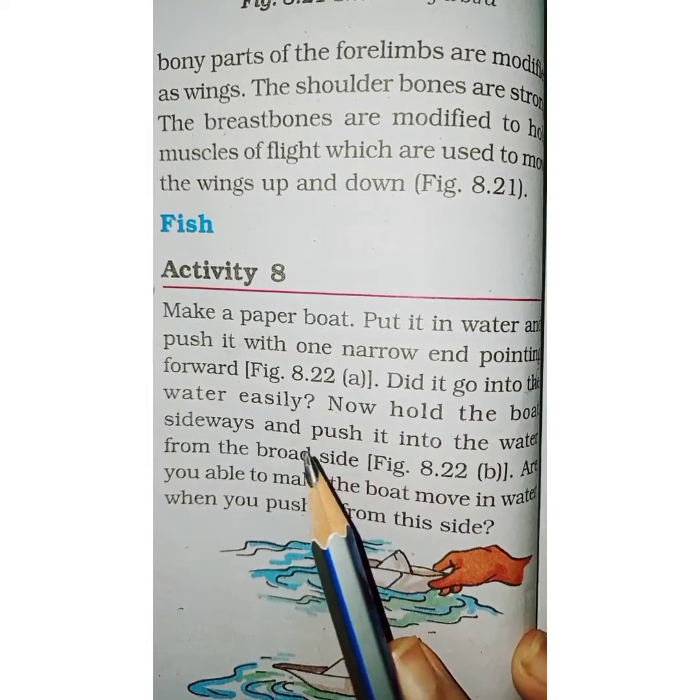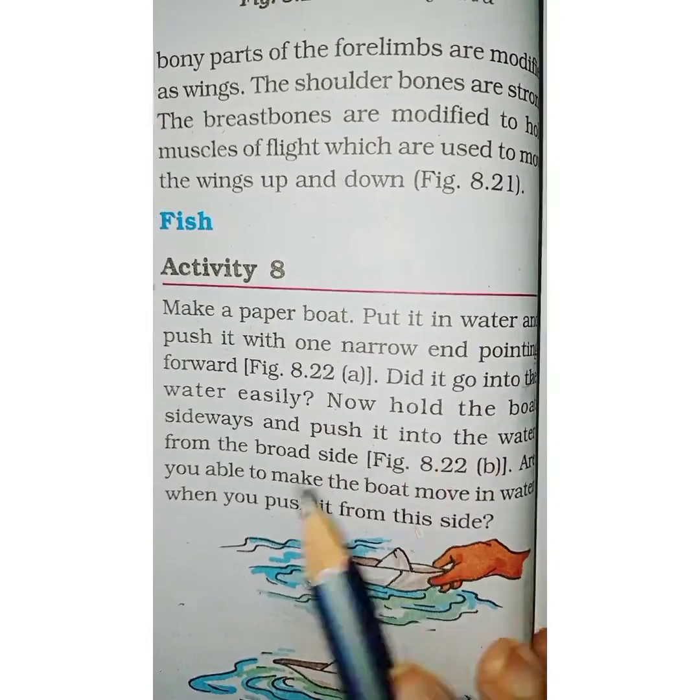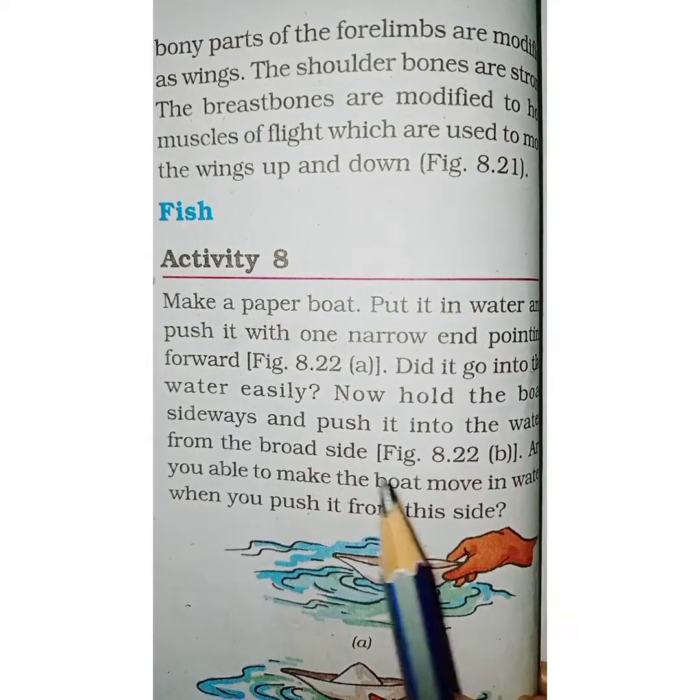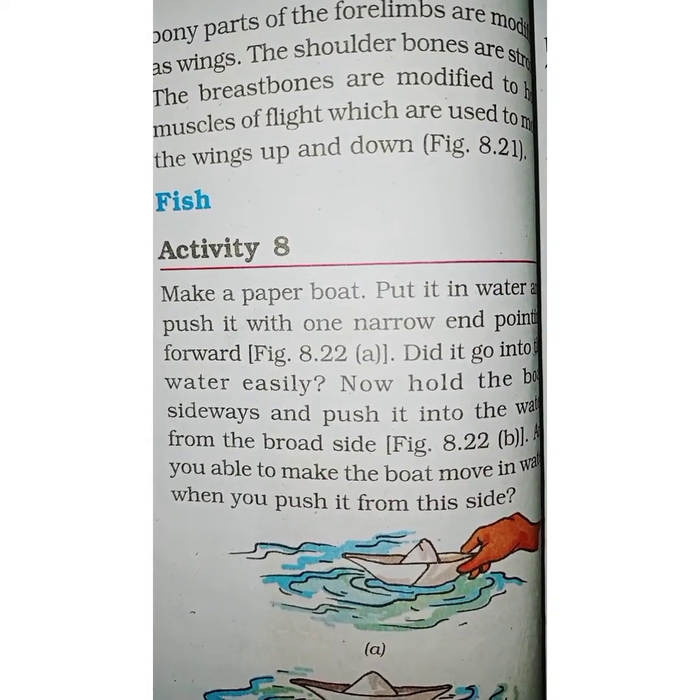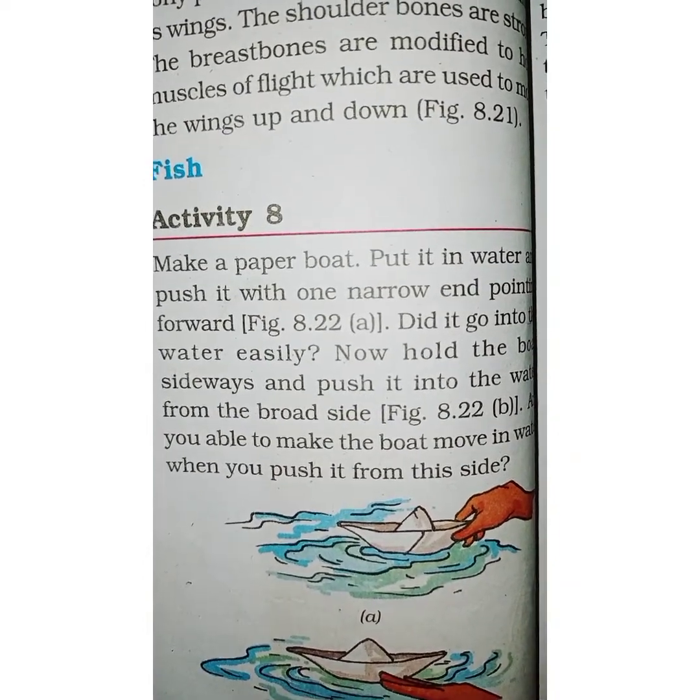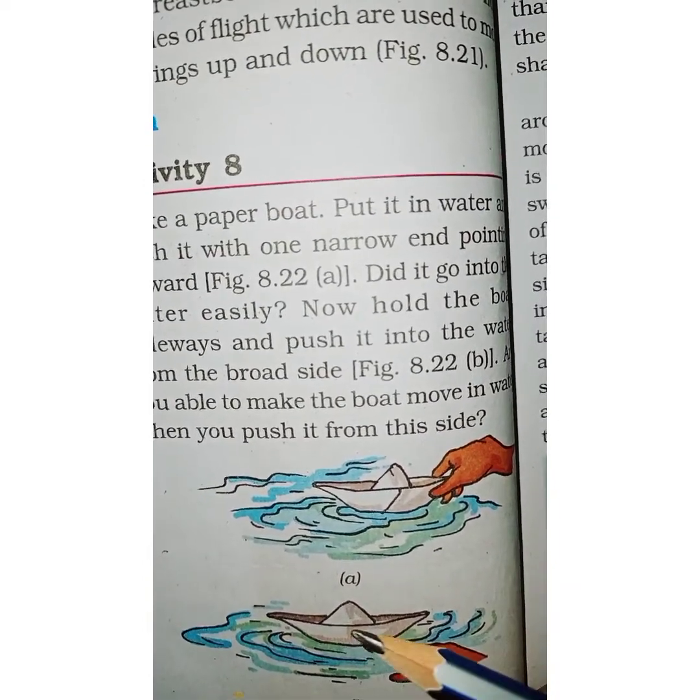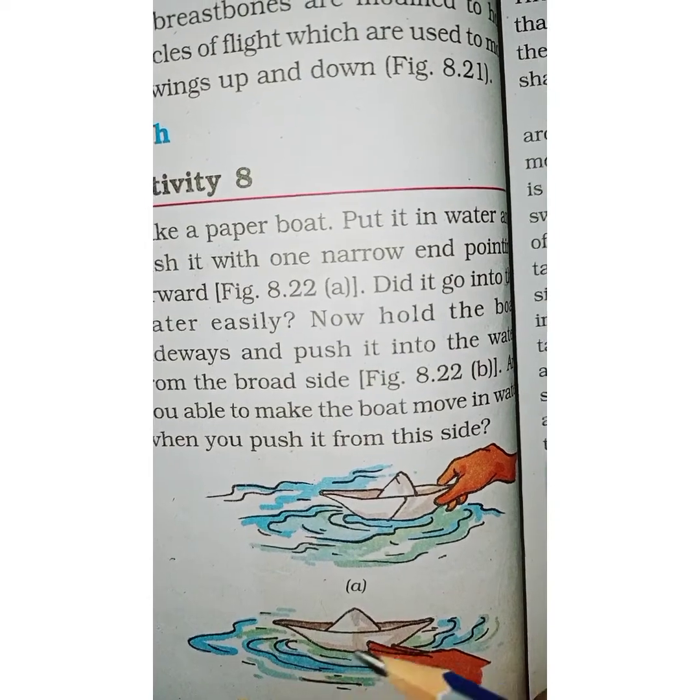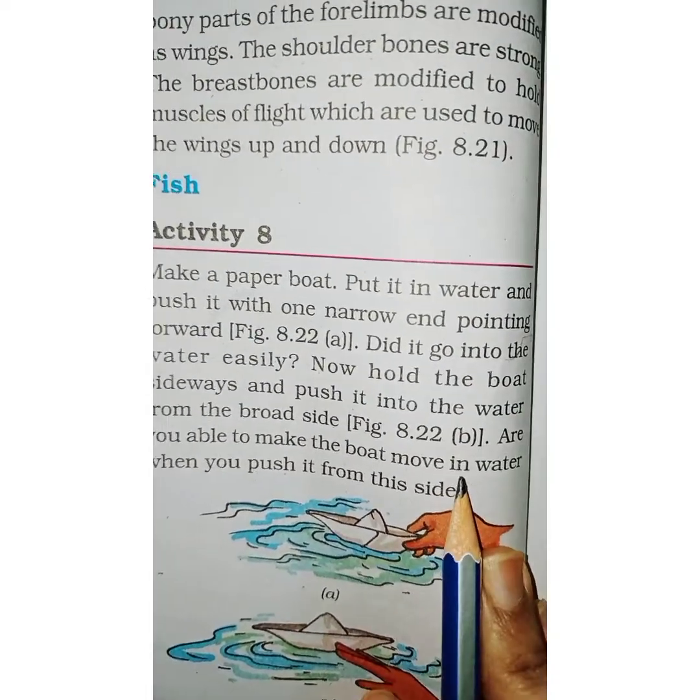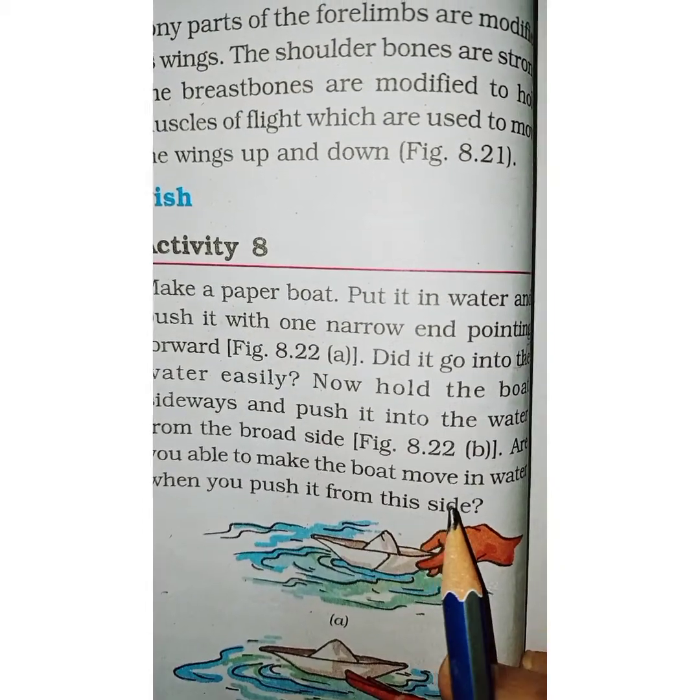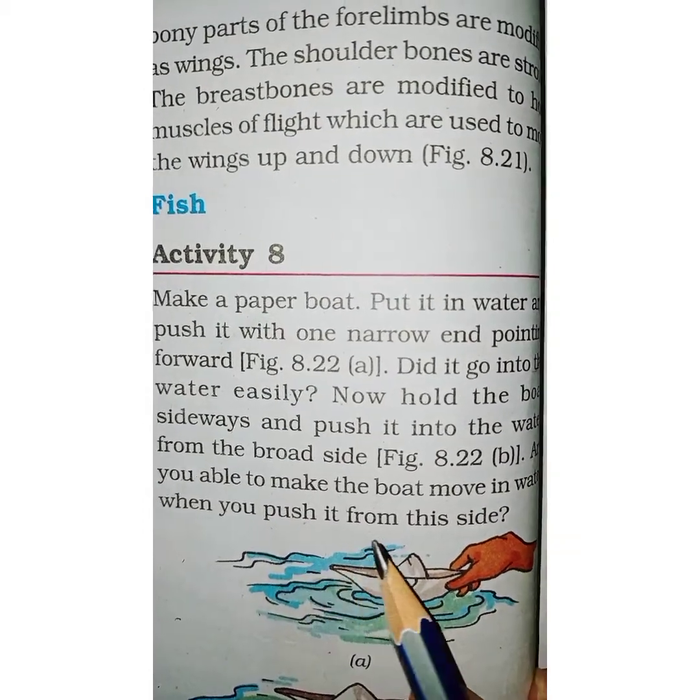Did it go into the water easily? Now hold the boat sideways and push it into the water. If you are pushing it like this, is it going very smoothly and nicely? And it is going in a forward direction. And if you are pushing it sideways, will it go properly, smoothly? That is the question asked here. Are you able to make the boat move in water when you push it from the side?